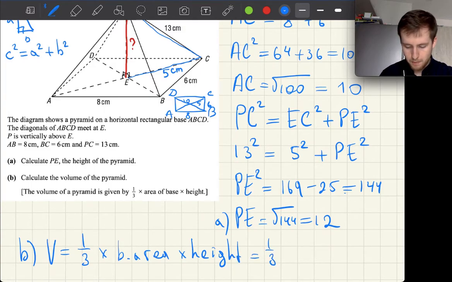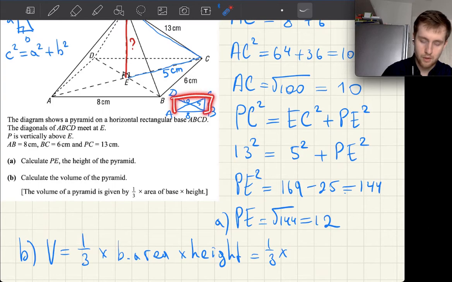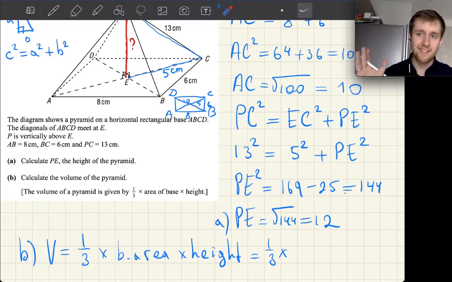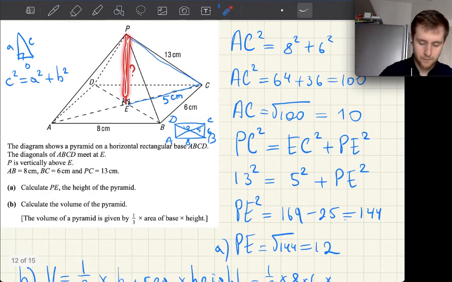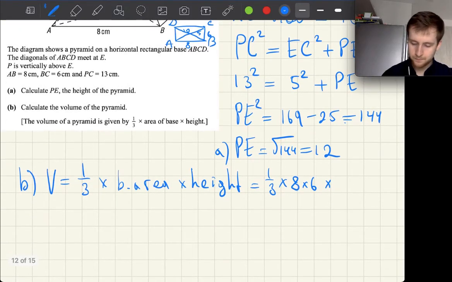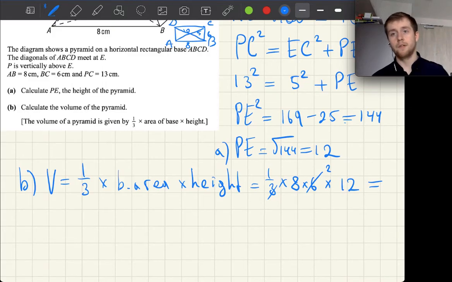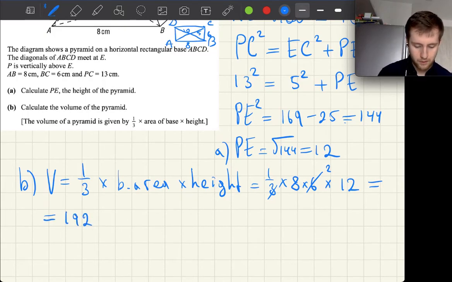So 1/3 base area. We see that this is the base. I already did a small sketch. So A, B, C, D. This rectangle is the base. Area of rectangle is 8 times 6, and then times height. The height is our PE, which is 12 in this case. We can cancel a little bit, we can have 2 left here. So 8 times 2 and then times 12. 16 times 12 equals 192. So the volume of this shape is 192.